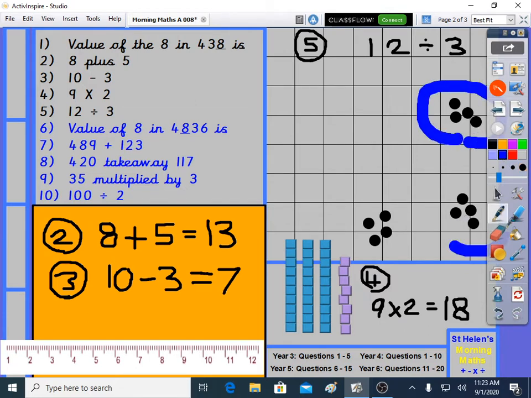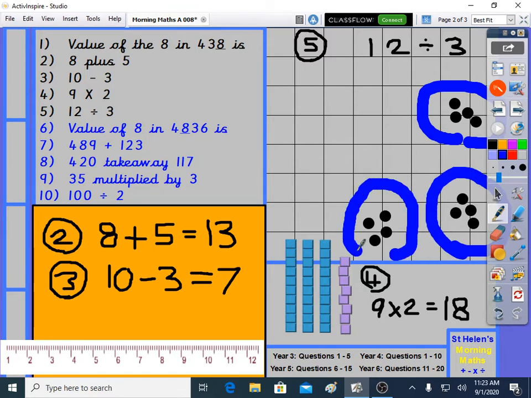There's a group there, and a group there. Shared them into 3 groups. In each group there was 4 because the answer is 4. So number 5, 12 divided by 3 equals 4. And we're done with the year 3 level work. Moving on to year 4.